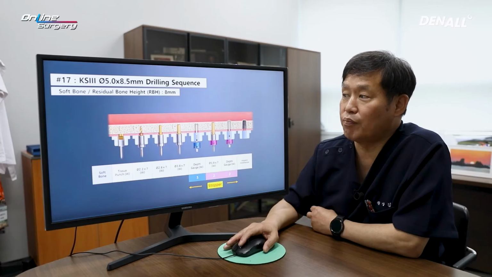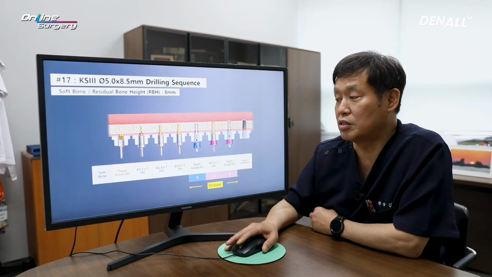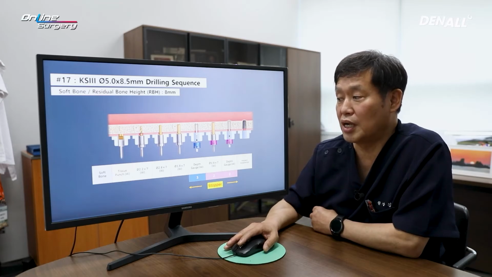In number 17, 5.0 by 8.5 was planned. The sinus floor would be slightly penetrated. Bone graft was considered unnecessary. OneCAS drill would be used here. The plan was to use a final drill up to 3.8 millimeters.